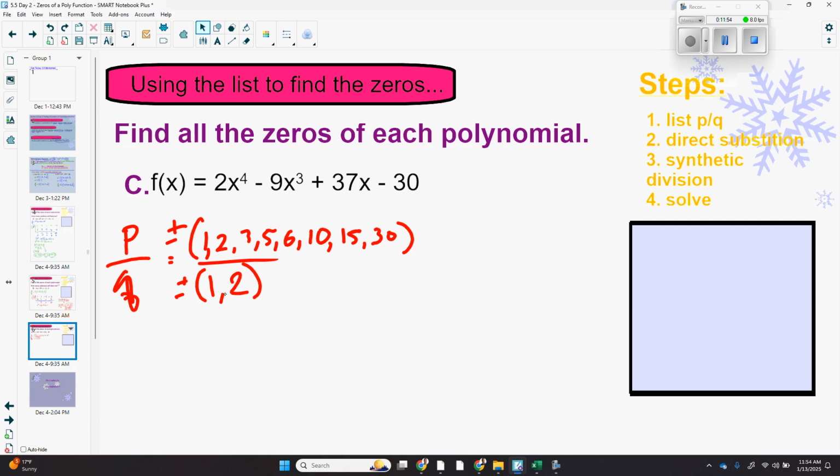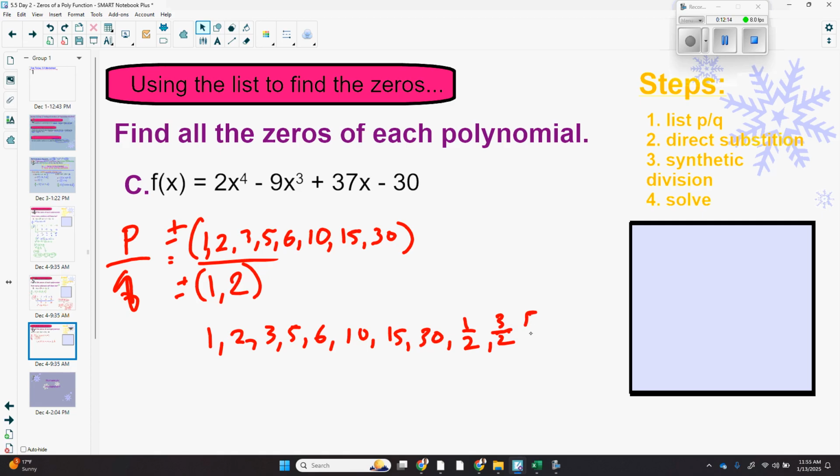So this list over 1 was just going to be the same: 1, 2, 3, 5, 6, 10, 15, and 30. However, if I divide by 2 now, 1 over 2 is 1/2. 2 over 2 is 1, that's already on my list. 3 halves.